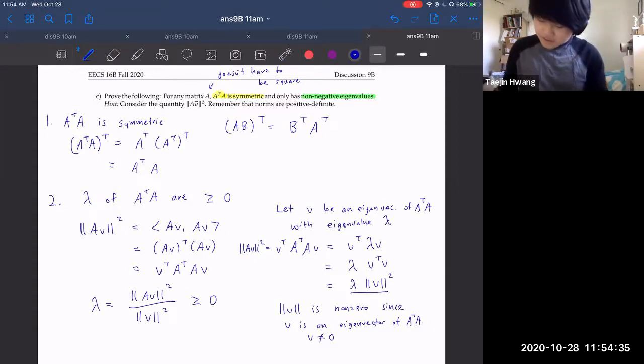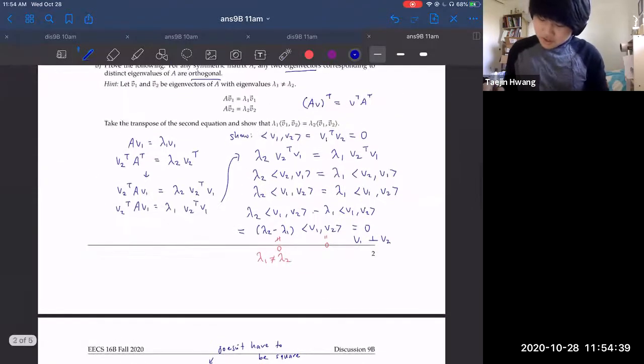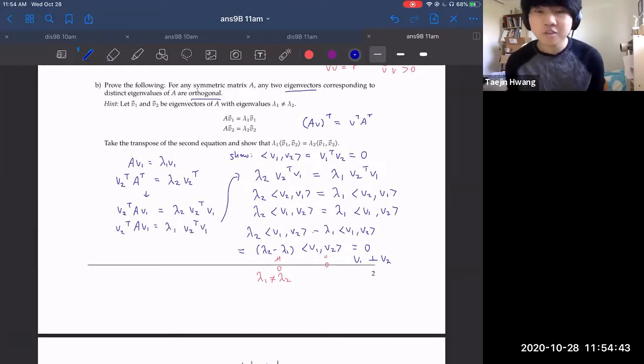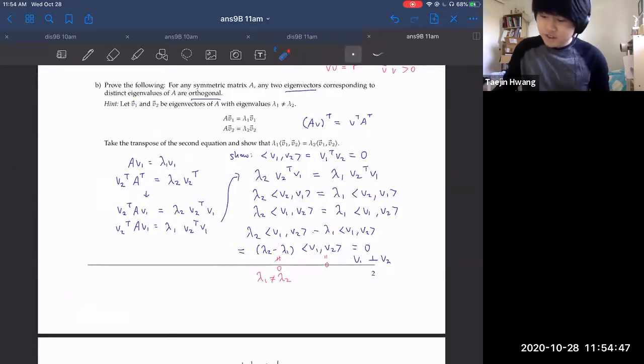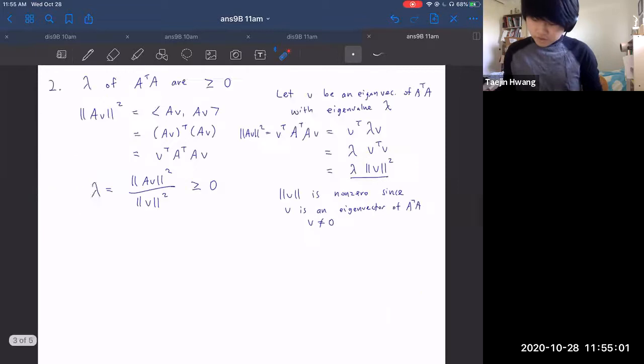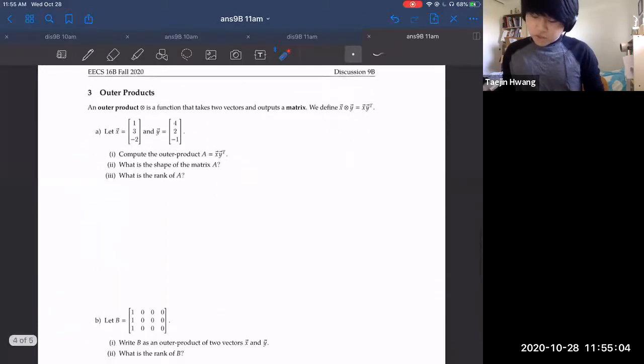This fact, yeah, parts B and C are the main takeaways, I think, for tomorrow's lecture. So tomorrow, when you're doing the SVD, we're going to use these facts that symmetric matrices have orthonormal eigenvectors for distinct eigenvalues, and this fact that the eigenvalues will always be non-negative. So that's something to look forward to tomorrow in lecture.